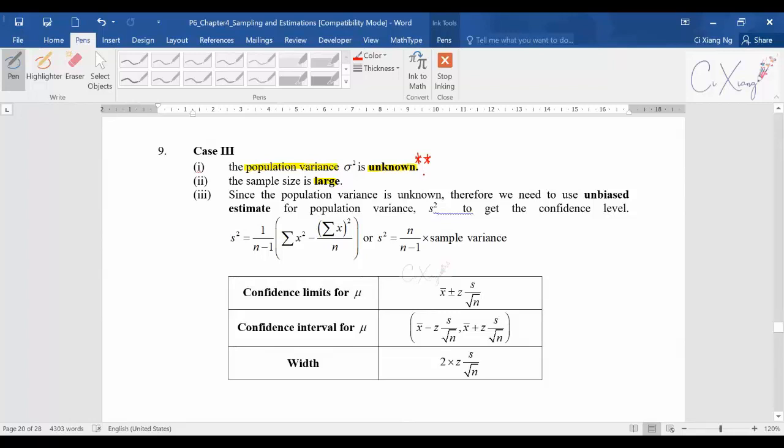So when you want to calculate the confidence interval, you need the population variance, right? But now you don't know the population variance. Therefore, you have one extra step here. You need to do the unbiased estimate for population variance first. Then after that, only you substitute the S into your calculation.